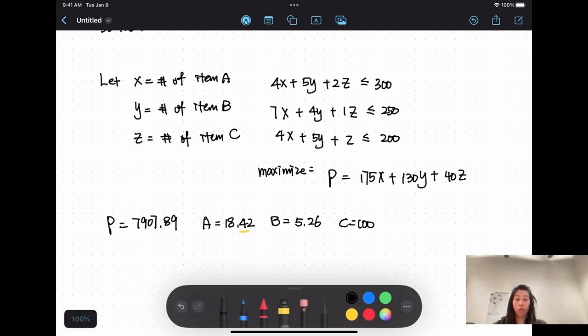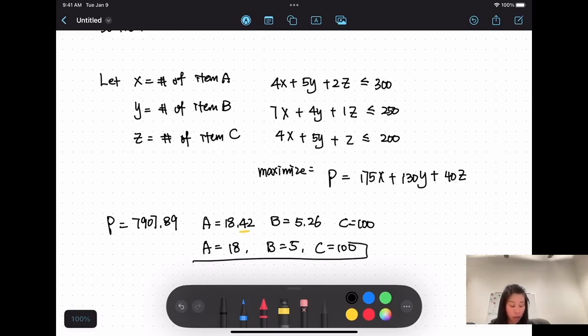Because in the real world, in a business problem, we are concerned about whether we have enough raw material to produce this product. So this is the trick part. We're always trying to round down. After rounding down, A equals 18, B equals 5, and C is 100. That means we have enough manufacturing hours, assembling hours, and finishing hours to produce all of these products.